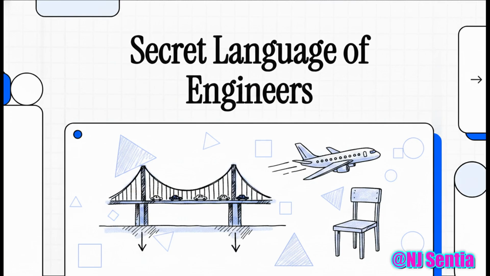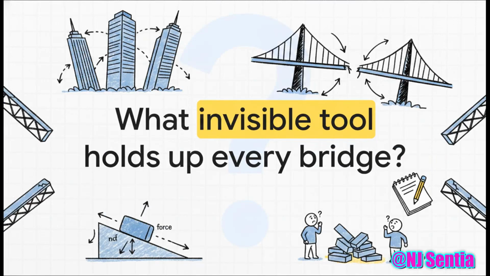And honestly, once you see this invisible geometry, you might literally never look at the built environment the same way again. Think about it for a second. It's a massive question, isn't it? What actually prevents a skyscraper from just crumbling under its own weight?